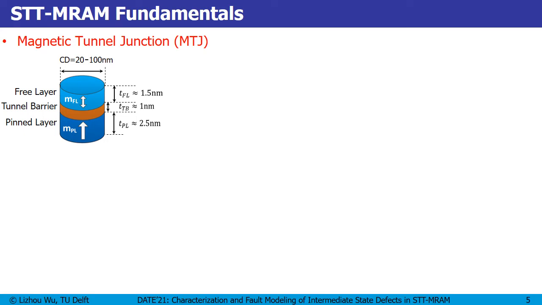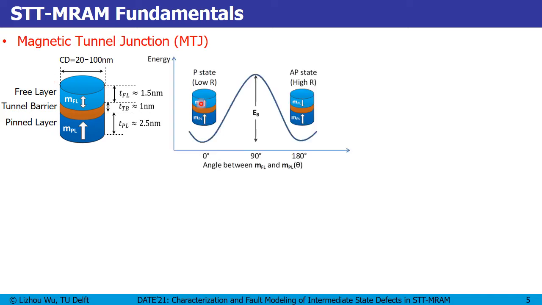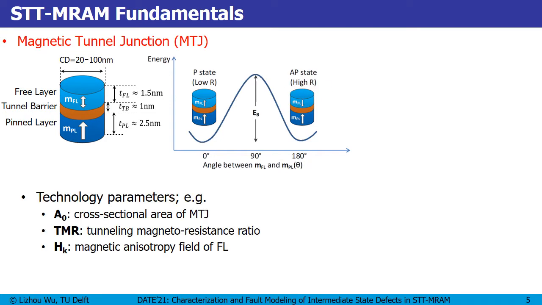The data storing element in STT-MRAM is called the magnetic tunnel junction. It has three basic layers. If the magnetization in the free layer is parallel to the magnetization in the pinned layer, the device is in P state, which has low resistance. If they are in anti-parallel state, the device shows high resistance. There are a lot of technology parameters for MTJ, for example, the cross-sectional area, TMR, and HK.